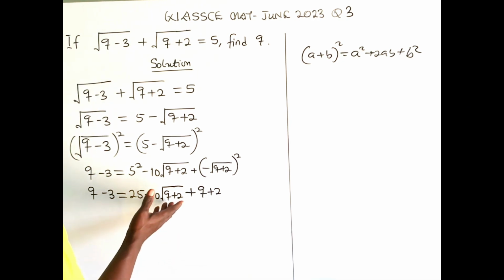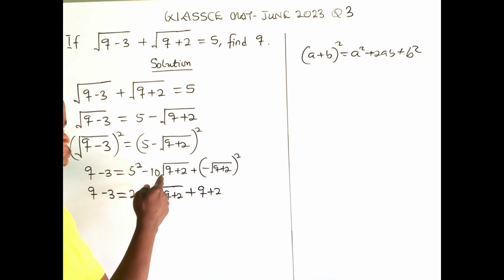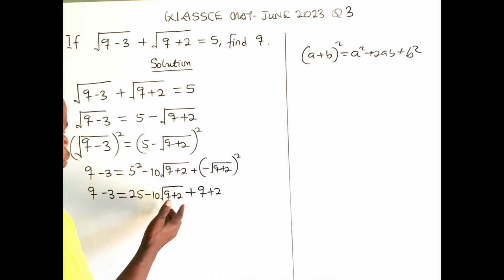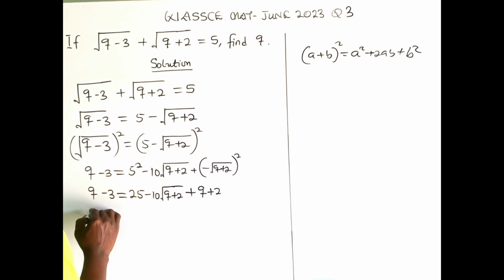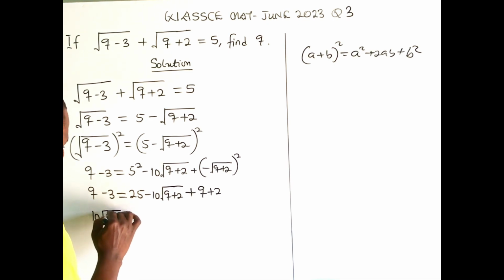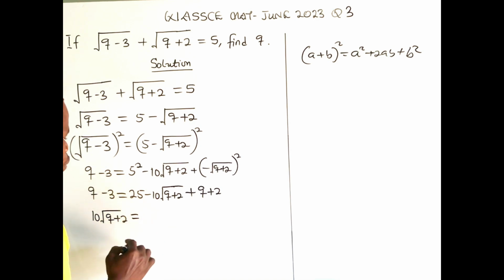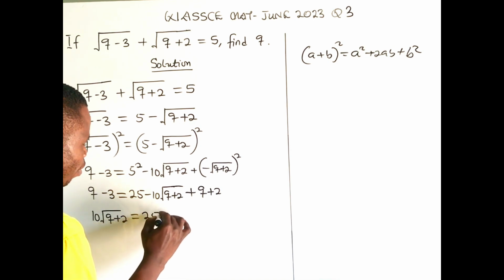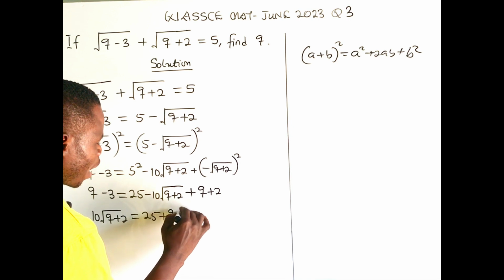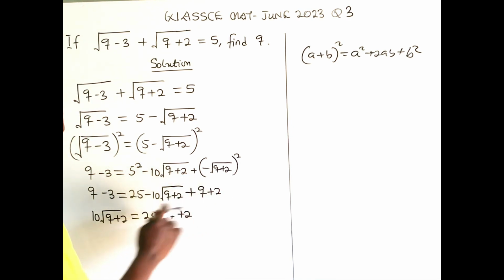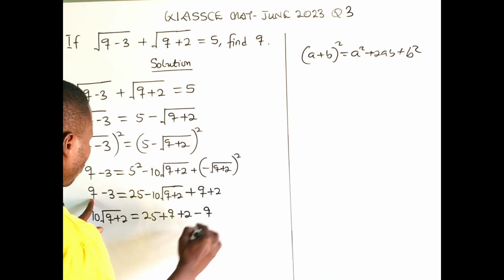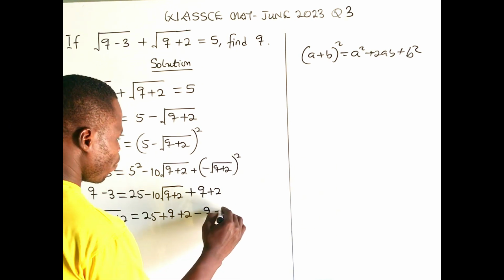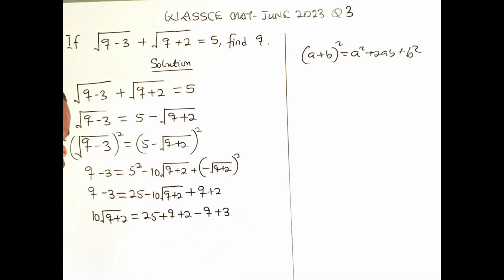Now, I will bring minus 10 root q plus 2 to the left-hand side. And since here it is negative, if I bring it to the left-hand side, it will be positive. So I'll have 10 square root of q plus 2 is equal to 25 plus q plus 2. Then I'll send this one to the right-hand side. Since it is q here, it will now be minus q. Send minus 3 to the other side, it will be positive 3.